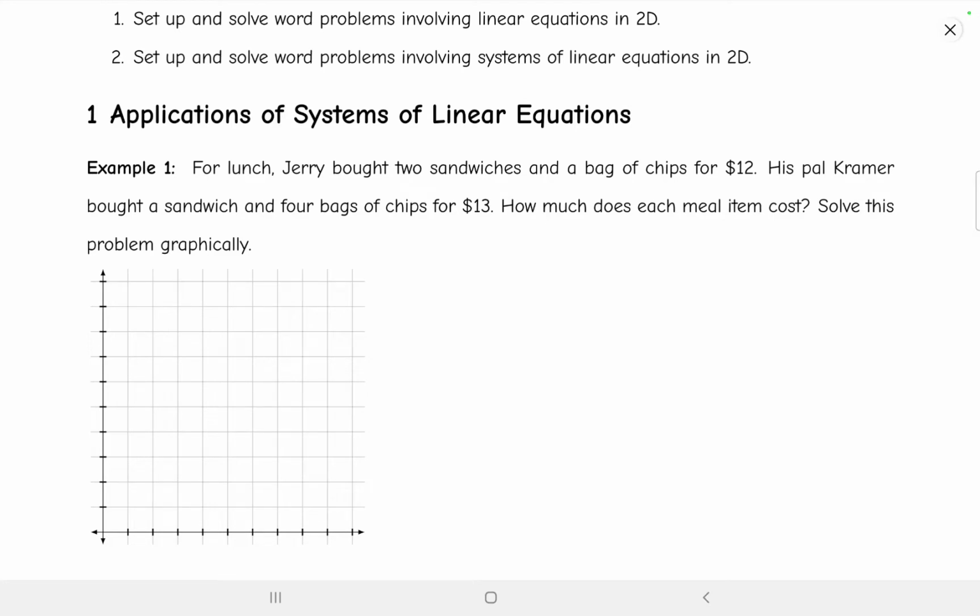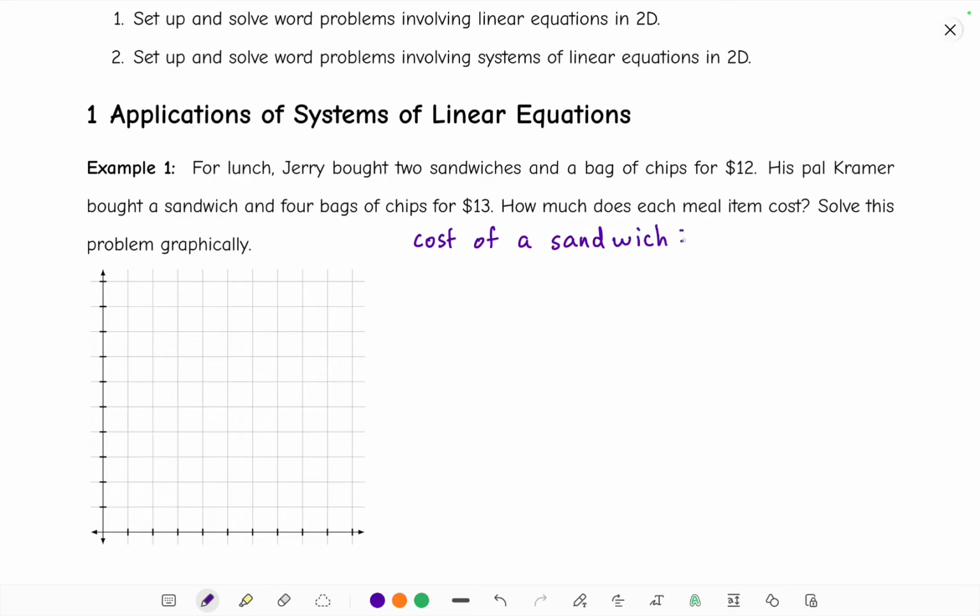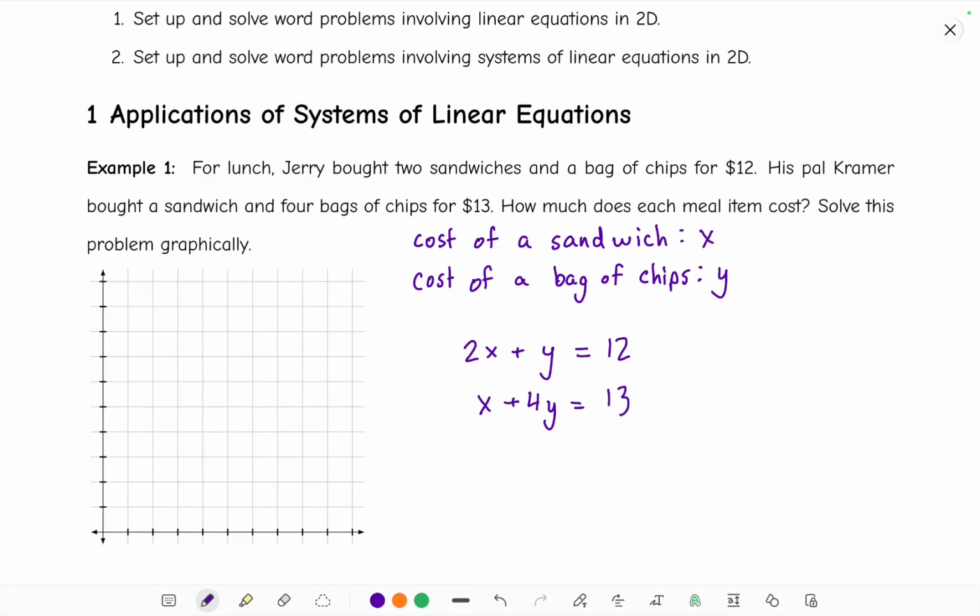So here, the unknowns are the cost of a sandwich, which we'll say is X, and the cost of a bag of chips, which we'll call Y. Then they give us two totals. So for example, 2 sandwiches, so 2X, and a bag of chips, so 1Y, is 12. And then 1 sandwich, so X, plus 4 bags of chips, so 4Y, is 13. So these are the 2 equations it gives us for this problem.